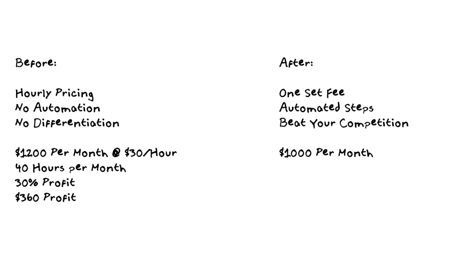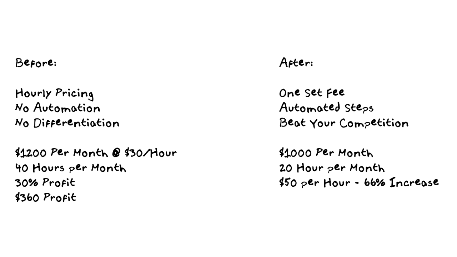Let's just say, for example, you were able to reduce your time by a lot more, and now you're going to charge your clients $1,000 per month doing this sort of stuff. Now, let's say with the automation, you've reduced the manual entry 50%. So now you're down to 20 hours instead of 40 hours. Even though you're charging less, you're working half the time, your new hourly rate's about $50 per hour, which is a 66% increase in what your hourly rate would have been before.